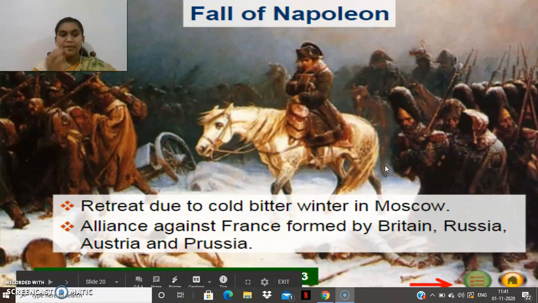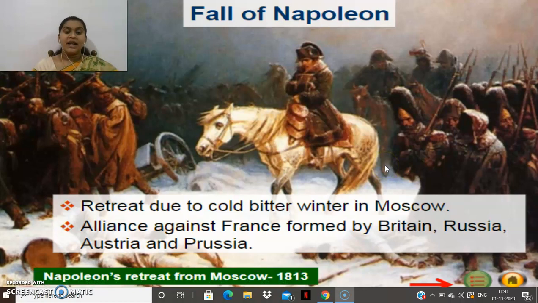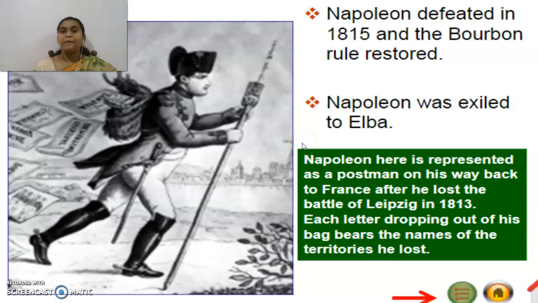Okay, so finally what happened? The fall of Napoleon. Napoleon retreats from Moscow in the year 1813. So when did it happen, children? Yes, 1813. The next thing they are saying is that Napoleon was defeated in 1815 and Bourbon rule restored. So this is one of the important things, the Bourbon rule. So the conservatives were there. As I told you, the people in Europe were divided into three categories based on their ideologies, not based on their religion. Children, it's not based on their religion, it's based on their ideologies towards society.